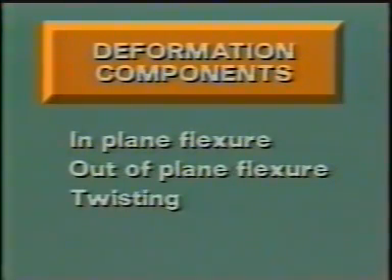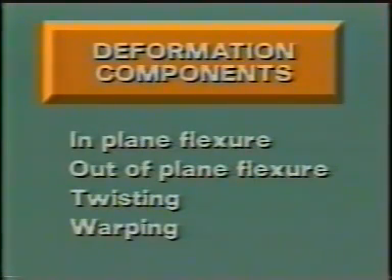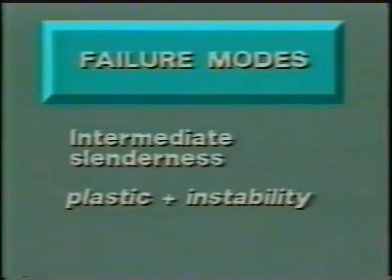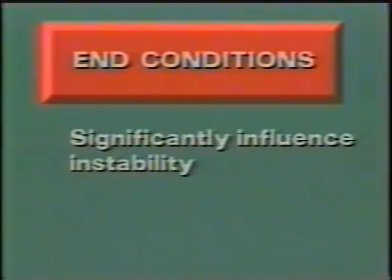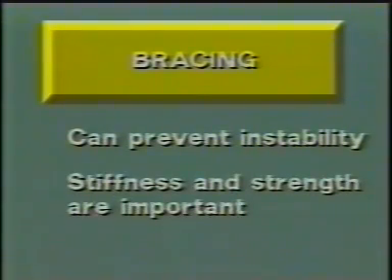Reviewing the major features demonstrated, it has been seen that the response of a beam to loads may involve three distinct deformation components: in-plane flexure, out-of-plane flexure, and twisting. This may also be accompanied by warping. For short beams, failure will be by plastic action. Very slender unrestrained beams will fail by pure elastic instability. For beams of intermediate slenderness, plasticity and instability will interact. Beam end conditions can significantly influence instability. Bracing can be used to prevent instability, but remember that bracing stiffness, as well as bracing strength, is important.